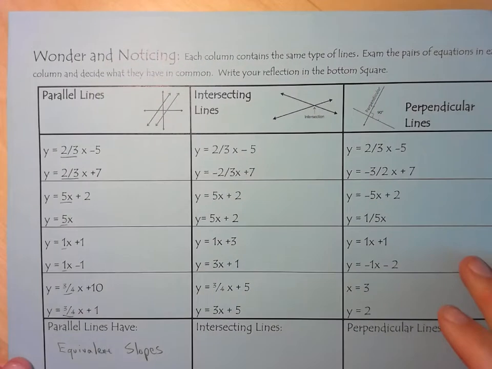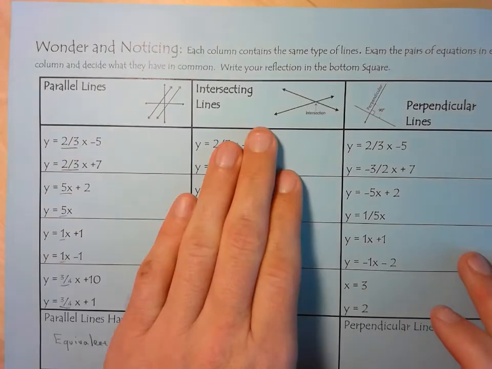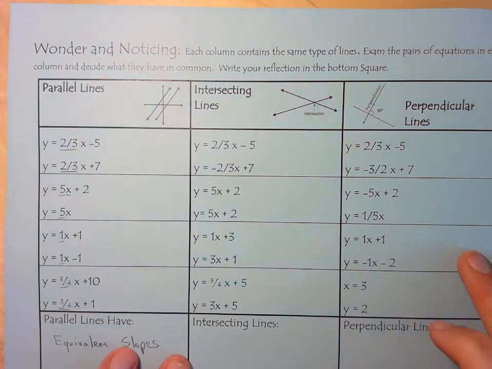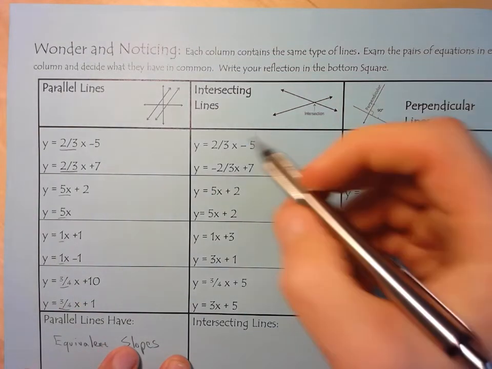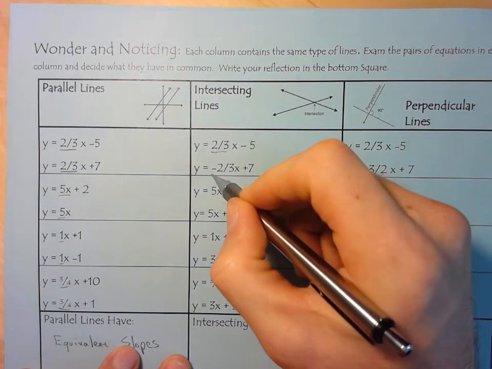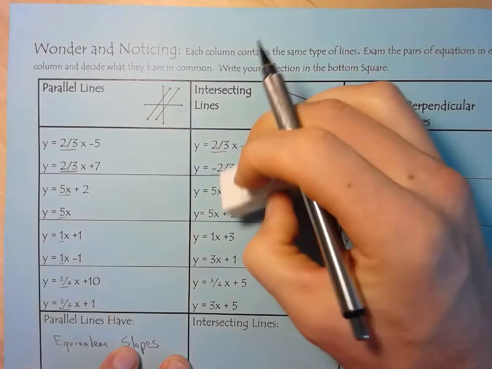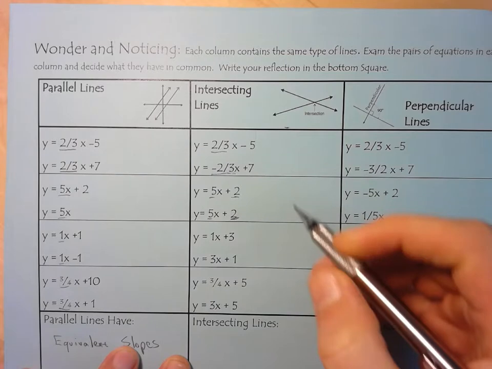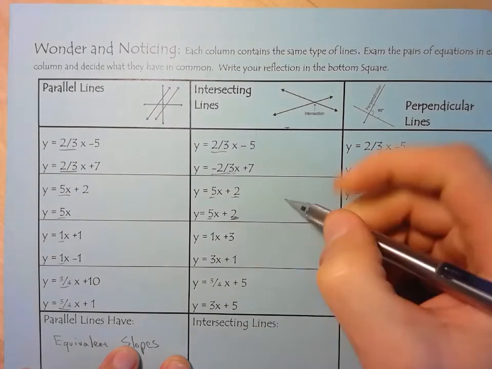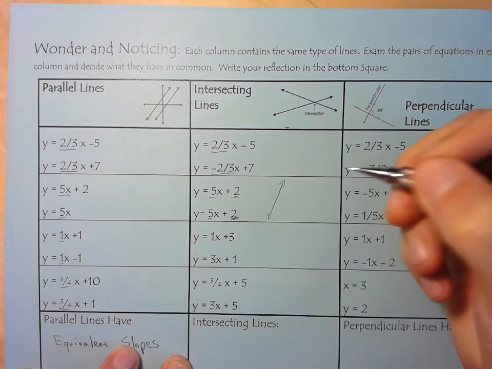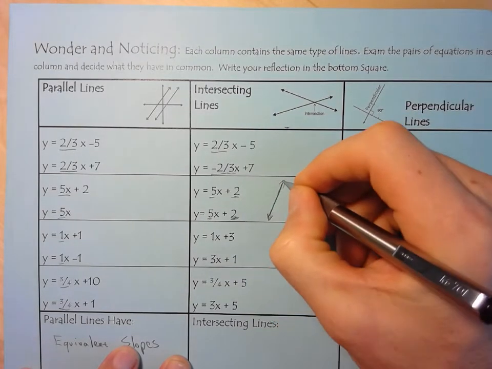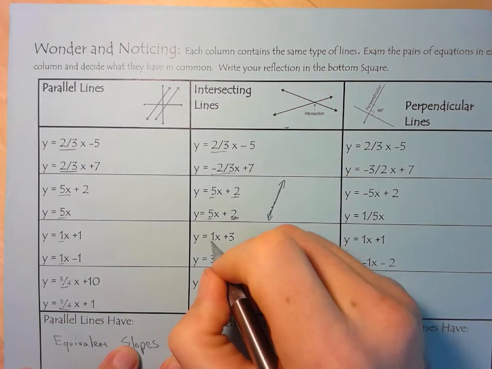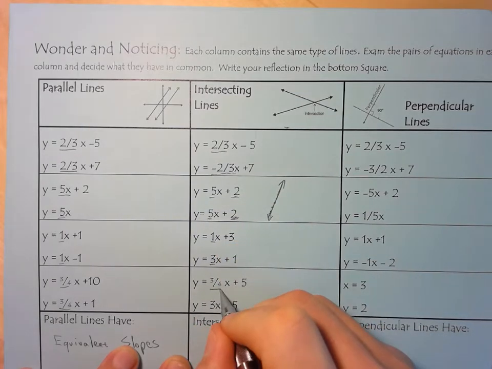And then intersecting lines. All lines are either parallel or intersecting, and sometimes that intersection is perpendicular. But intersecting lines will just have different slopes. Or this is a special case here. Here the slopes are the same, but the y-intercepts are the same also, so it's really the same line on top of itself. So if you were to graph 5x plus 2, and then graph it again, it's just the same line right on top, so it's intersecting at every single point. Generally speaking, intersecting lines will have different slopes.